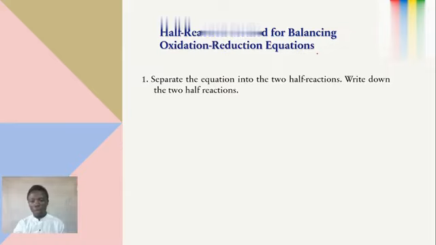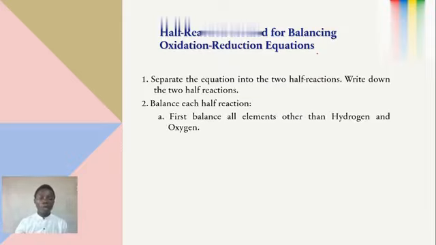I'll play around with them while we move to the examples in detail. Number one, you must separate the equation into two half reactions, and then you write down the two half reactions. One is the oxidation half, the other one is the reduction half. The next thing you do is that you balance each of the half reactions. They must be balanced.